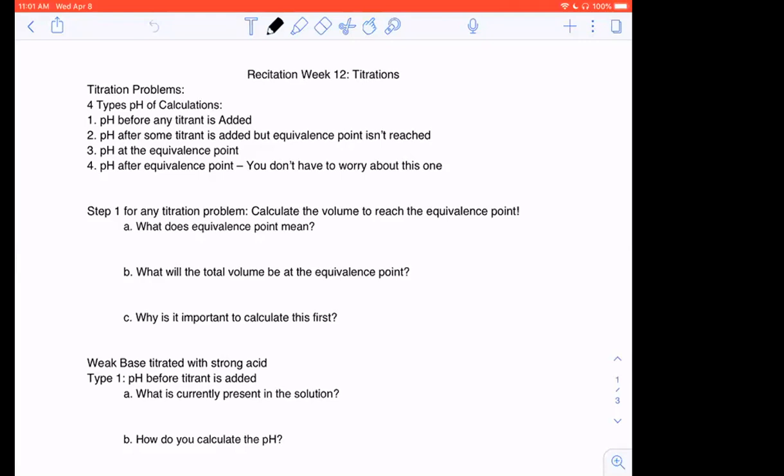This fourth one is the one that's after the equivalence point. You guys don't have to worry about that one, so I won't be doing one of those. I think in lecture today, Dr. Katz mentioned that your lab assignments might ask for that, but you don't have to worry about that, so I won't be working through any of those. If you're really curious, you're welcome to stay after recitation and ask me in my office hours, but otherwise we're just going to ignore that part and look into these other three.